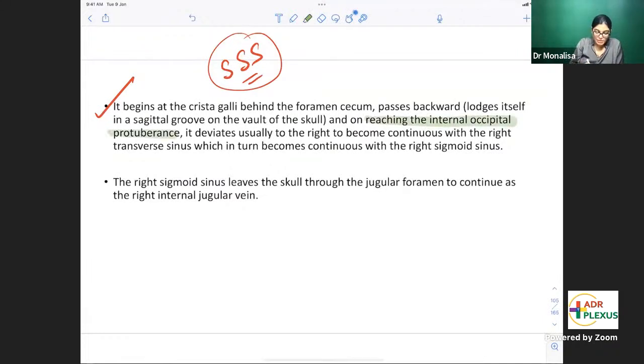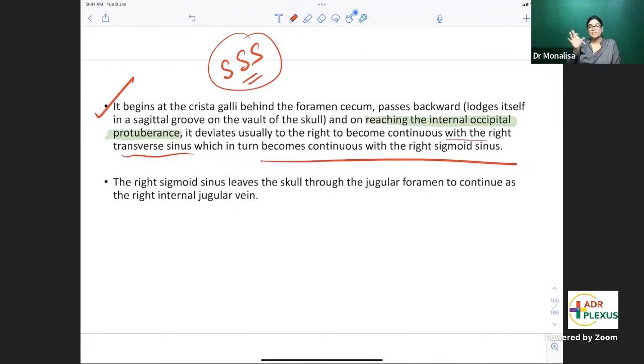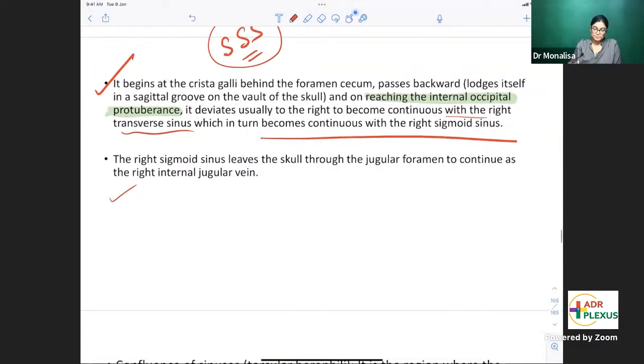It will reach the level of the internal occipital protuberance, and there it will deviate. It will turn to the right-hand side and become continuous with the right transverse sinus, and thereafter it will continue as the sigmoid sinus. The right sigmoid sinus leaves the skull through the jugular foramen, and thereafter it continues as the internal jugular vein. Another important point is that all the dural venous sinuses end by continuing with the internal jugular vein.